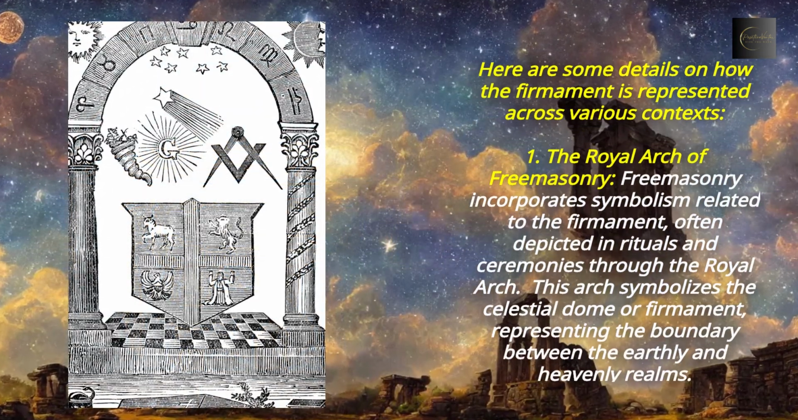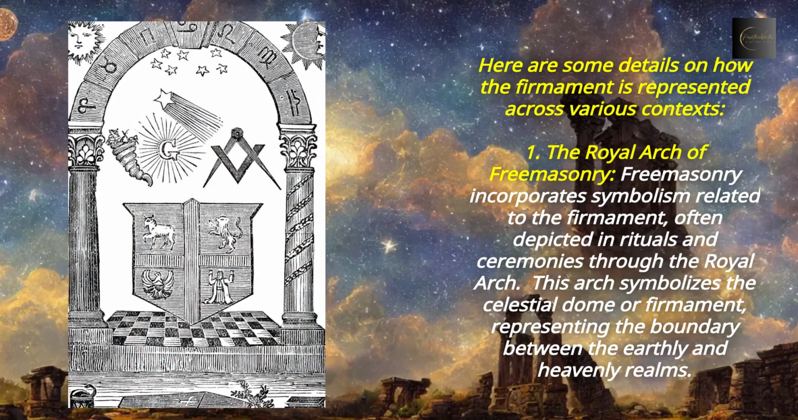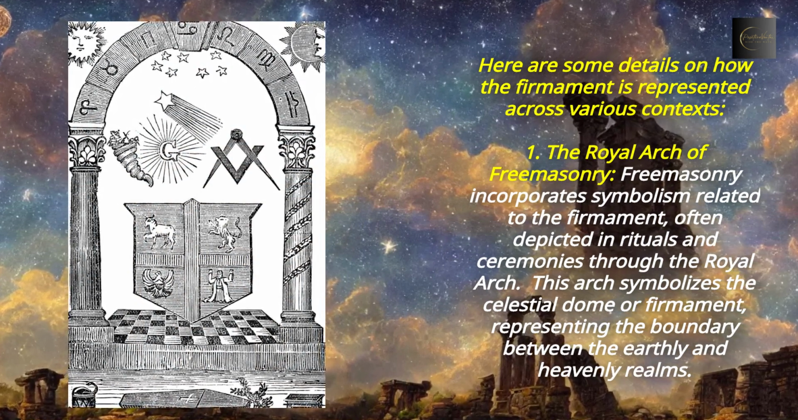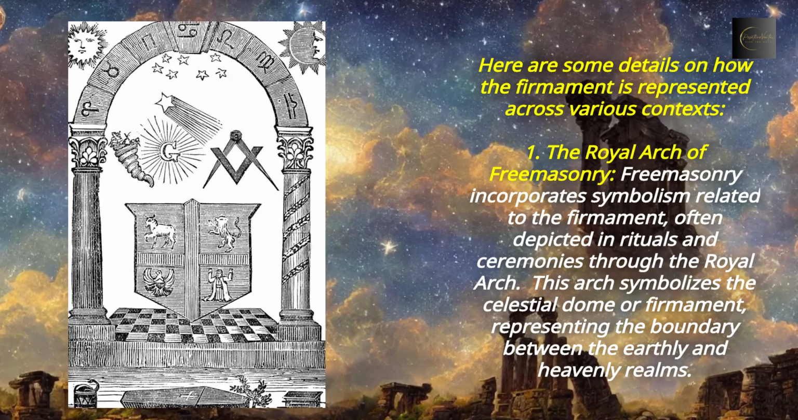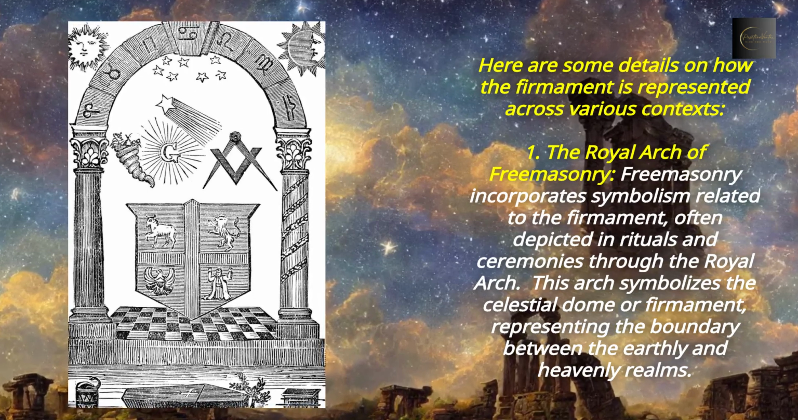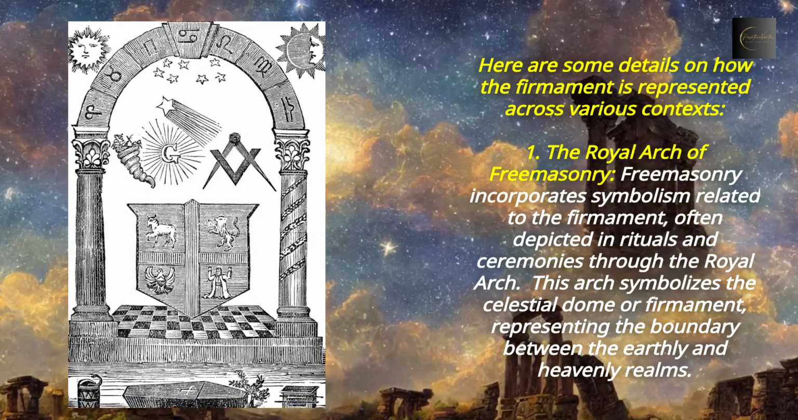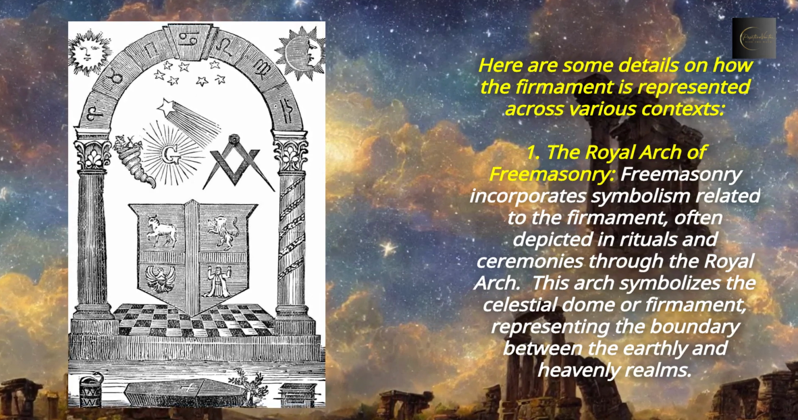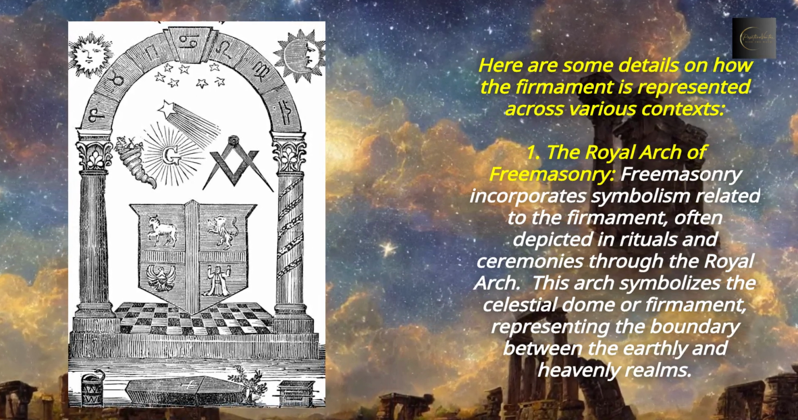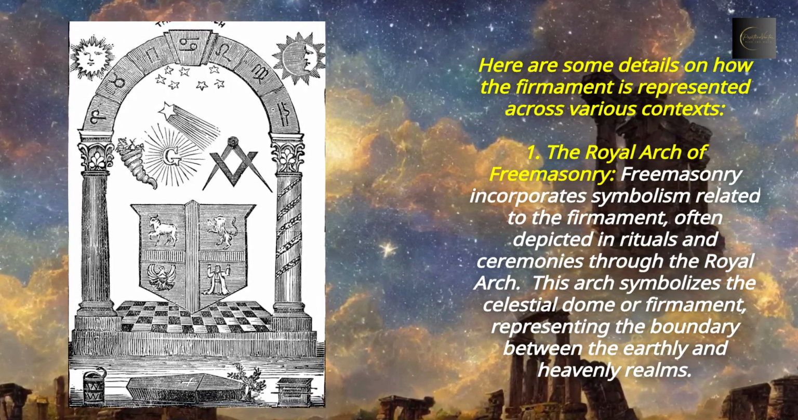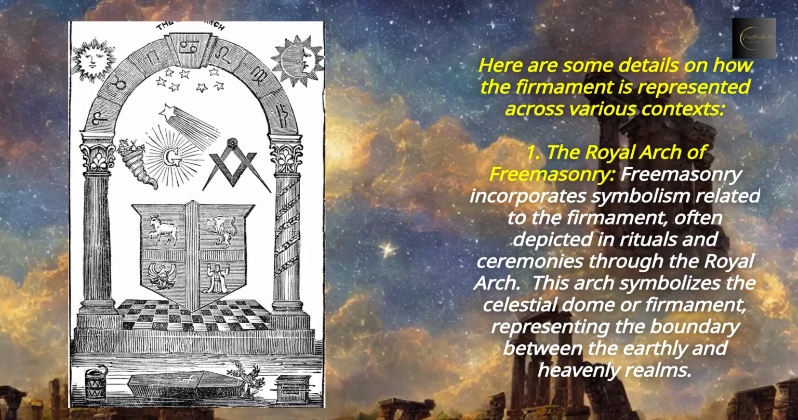Here are some details on how the firmament is represented across various contexts. 1. The Royal Arch of Freemasonry. Freemasonry incorporates symbolism related to the firmament, often depicted in rituals and ceremonies through the Royal Arch. This arch symbolizes the celestial dome or firmament, representing the boundary between the earthly and heavenly realms.